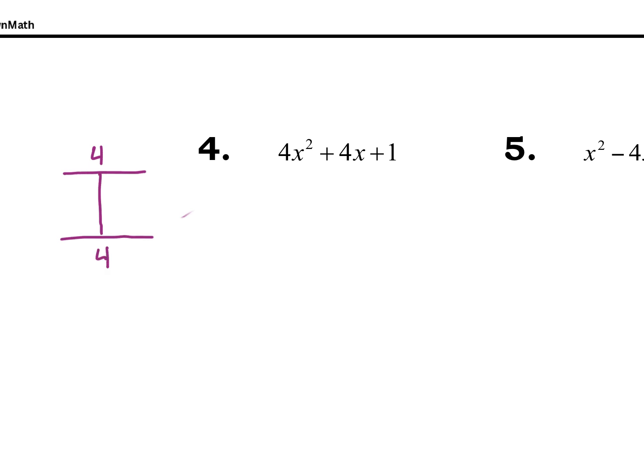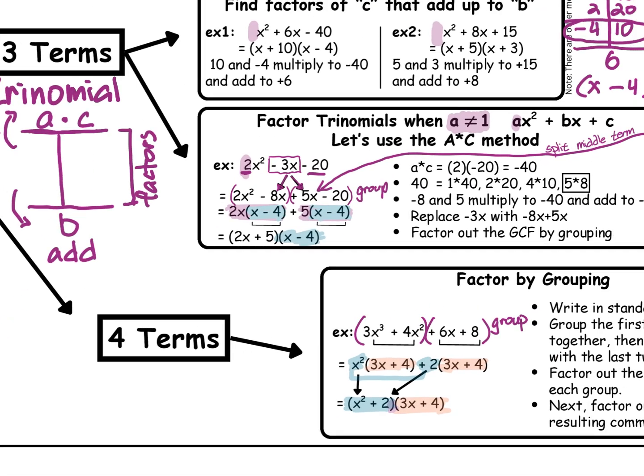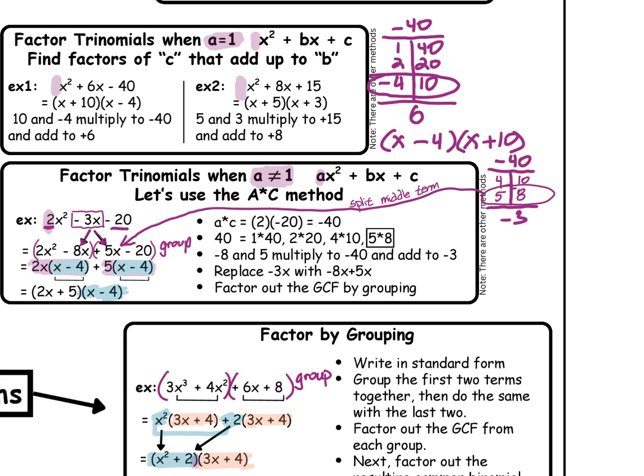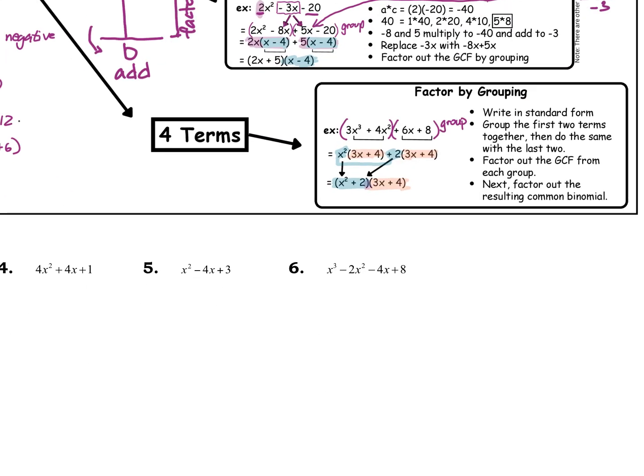And then I start to find factors. Well, the factors of 4 are 1 times 4 and 2 times 2. And it is the 2 times 2 that's going to work, right? Because it adds to 4 and it multiplies to positive 4. So what do I do next? Well, let's look. Okay, we have to do the I-bar, and then remember that we have to split the middle term, right? And then we're going to group, and then we're going to factor from that grouping.